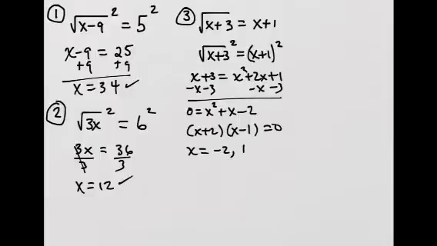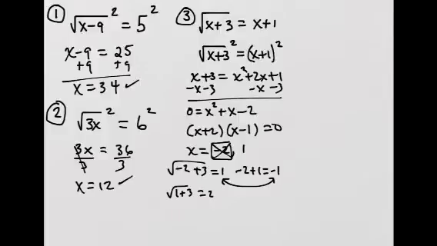And remember, we have to go back and check in the original. So starting off with negative 2 plus 3, that gives us 3 minus 2, which is 1, and the square root of 1 is 1. And then on the right side of the equation, negative 2 plus 1 is negative 1. These are not the same, so that means this is no good. It's an extraneous solution. So now we check 1. 1 plus 3 is 4. The square root of that is 2. And then 1 plus 1 is 2. These are the same, so this is good.